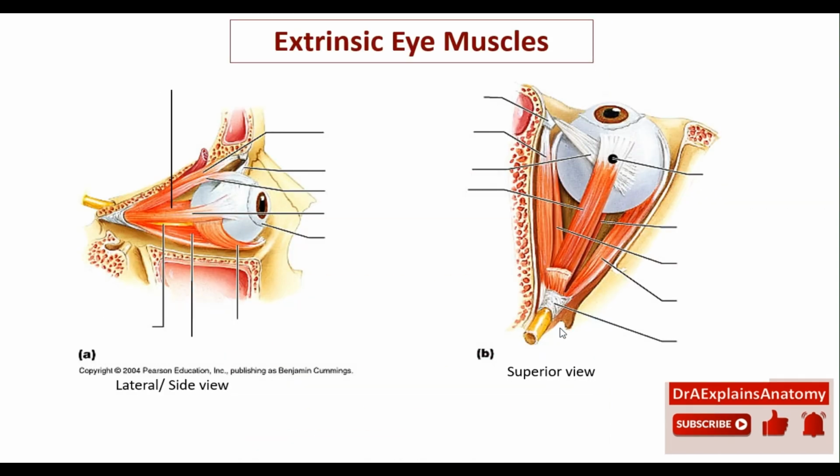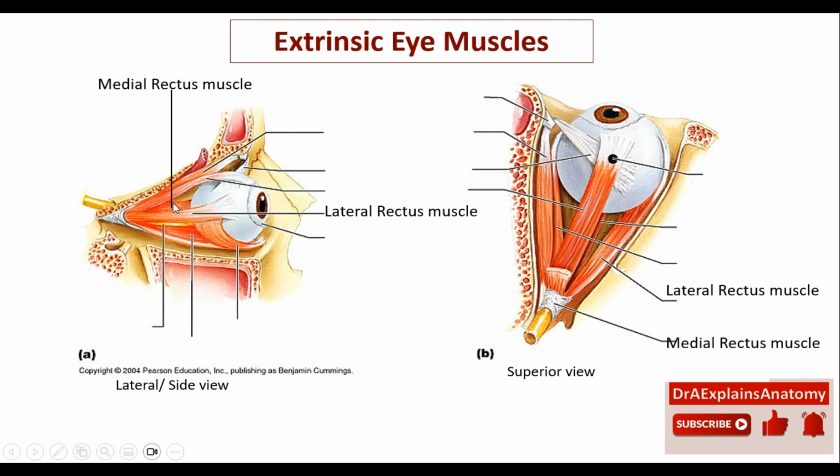Moving to the extrinsic eye muscles, first right here, that's the nasal bone, so that's the medial aspect. This is the lateral aspect. This is the lateral rectus muscle. We can see it right here. That is the lateral rectus muscle. Because here you can see part of the frontal sinus. This is the medial rectus muscle toward the nose. This is also the medial rectus muscle.